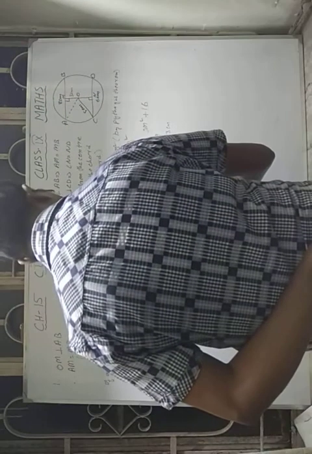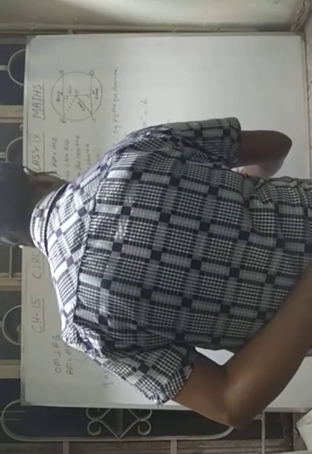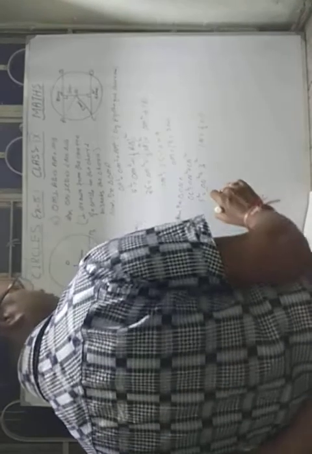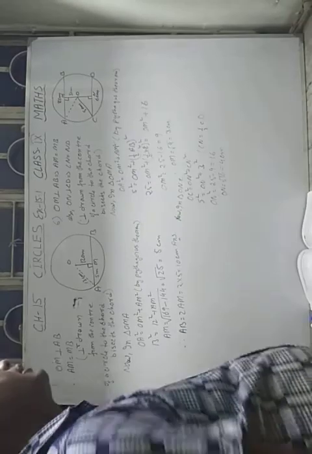Now write, in triangle ONC, OC square is equal to ON square plus CN square. OC is 5 centimeter, that is the radius. You have to find ON, and CN is half of CD, that means 3 square. So you can write here also CN is equal to half of CD. Here also you will write Pythagoras. So now ON square is equal to 25 minus 9, that is equal to 16. So ON is equal to root over 16, that is equal to 4 centimeter.